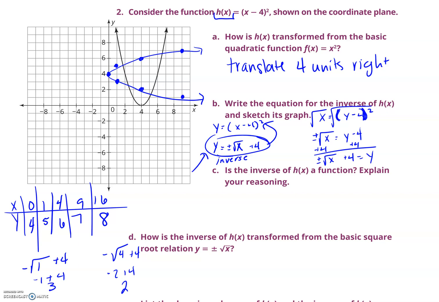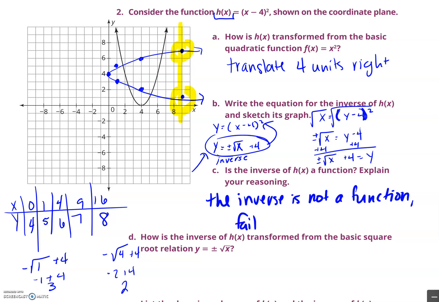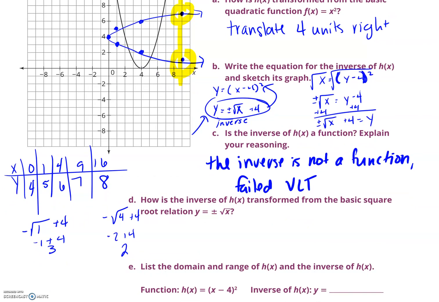Is the inverse a function? Well, let's get out the handy dandy vertical line test. No, it is not. Failed. All right. Transformation from a basic square root inverse function. It's just up 4 units.